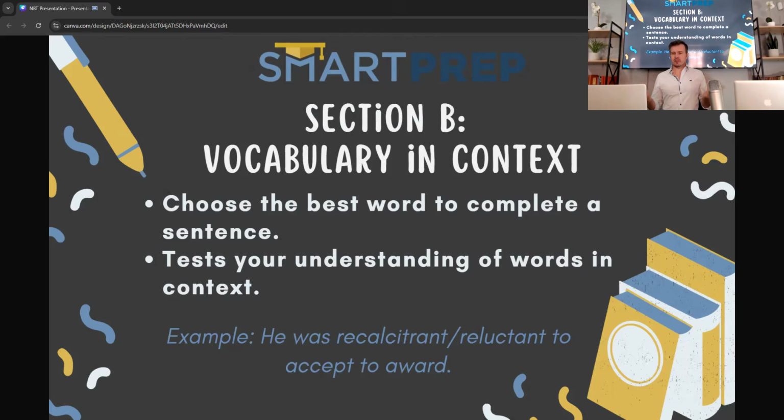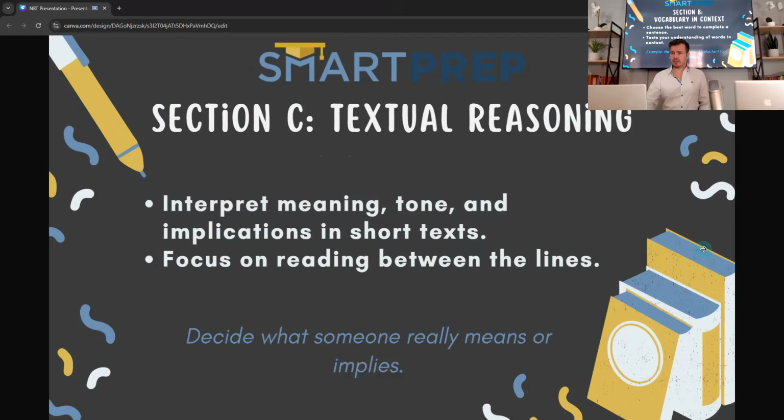Okay, so a lot of people may not know what recalcitrant means, and I would never dare call anyone watching this recalcitrant. It's not a nice word. Maybe Google it. But obviously, he was reluctant to accept the award makes sense already. So sometimes you may look and say, oh, I don't know what that means. Don't panic. Just look for, hopefully, one of the words that will make sense. All right, so that's section B.